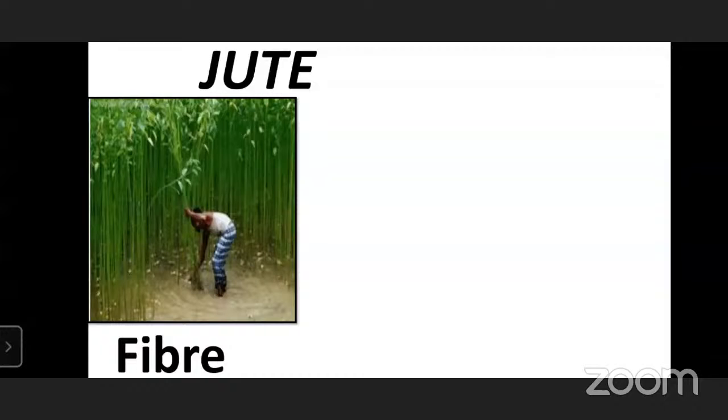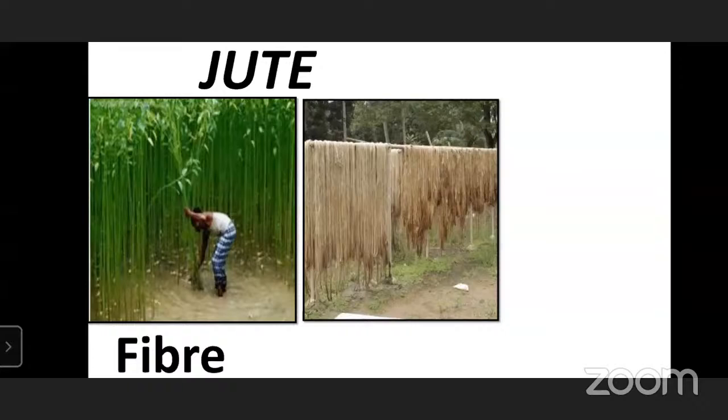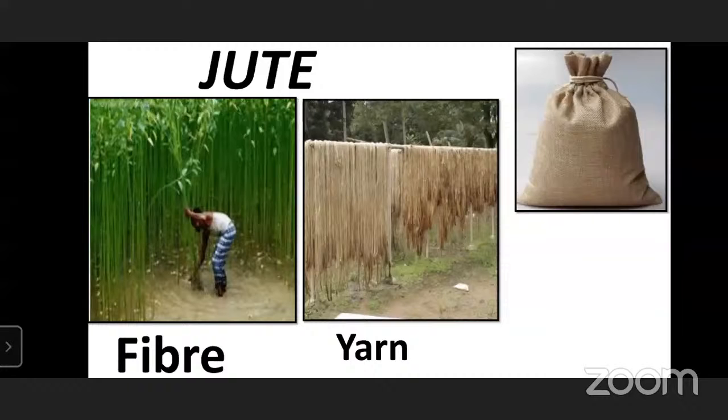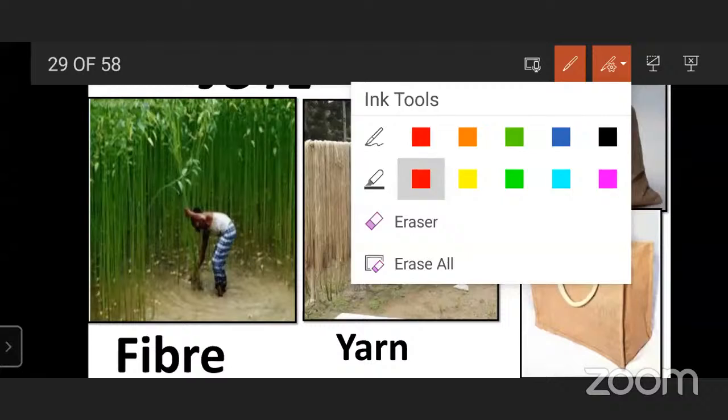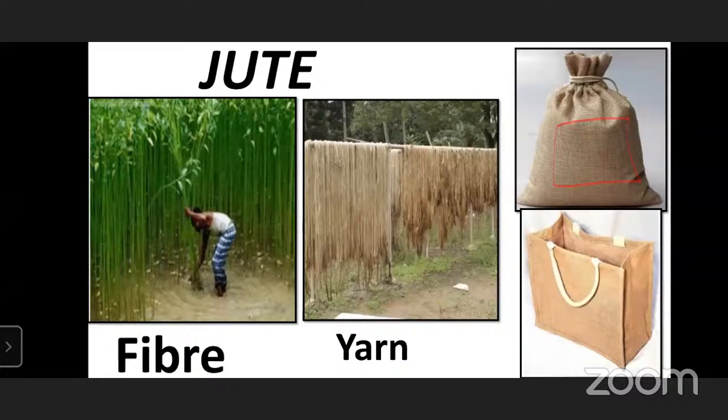Now next is our jute. So jute we get from the jute plant. First we got the fiber from the jute plant. And then we will get the yarn. You can see here, long ones. We got the yarn of it. And after yarn, we will get the fabric. Fabric, and with the fabric, you can see here the sack. This is the jute fabric. And then we can make a bag of it or sack of it. So from the jute, fiber, yarn, fabric, and then we will get the product of it. So this is the step of getting a cloth.